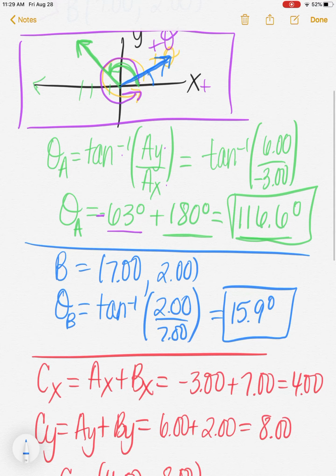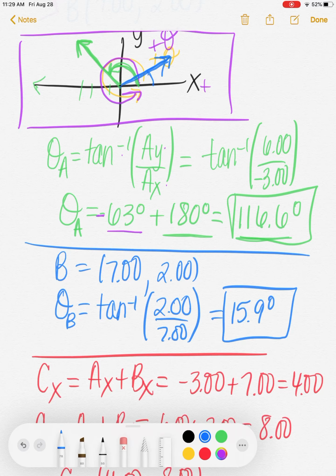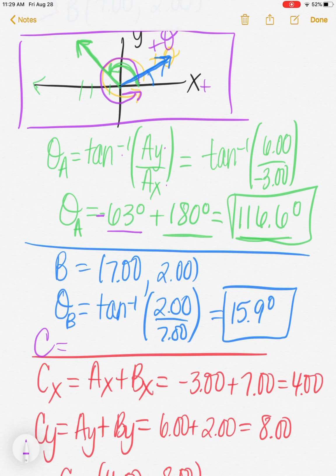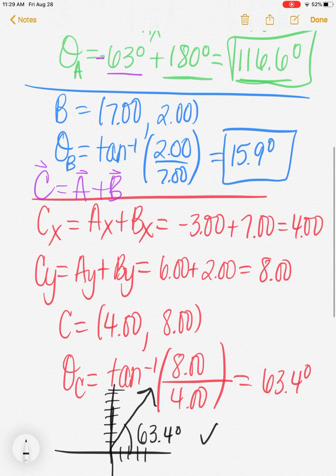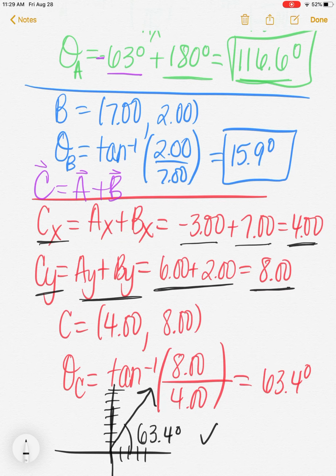And then for the last part, it asks you to add A and B together. So it says vector C is vector A plus vector B. Since we're dealing with vectors, we have to keep the x and the y components separate. So you find the resultant x. You take ax plus bx. Negative 3 is the ax, 7 is the bx. Add those together, and that gives you a resultant of 4 in the x component. We have to do the same thing for the y component. So we take ay, which is 6, plus by, which is 2, gives you 8.